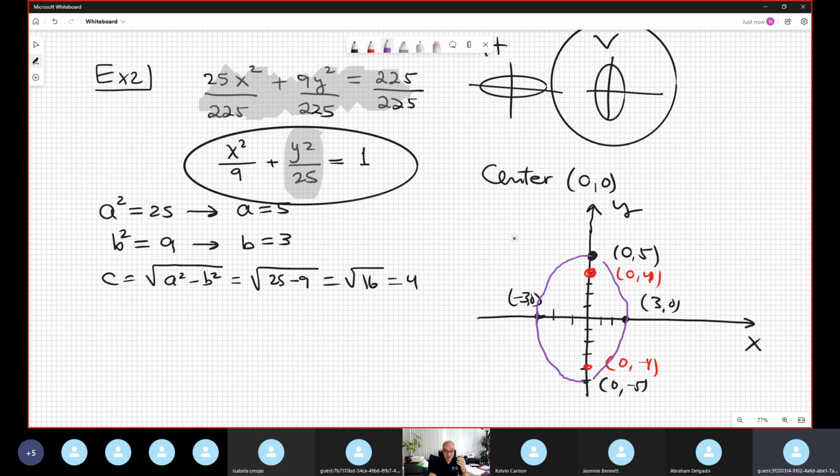Okay, any question? Do you understand the differences? How we determine if our ellipse is vertical or horizontal? Yes or no? Yes, this is the most important thing. Okay, let's move to the Desmos to see clearly this idea.